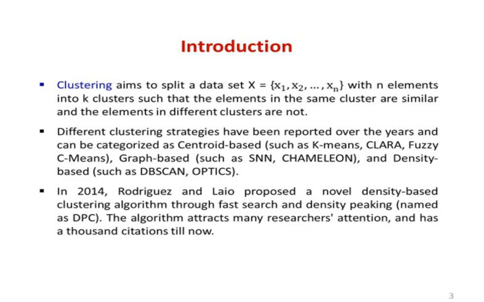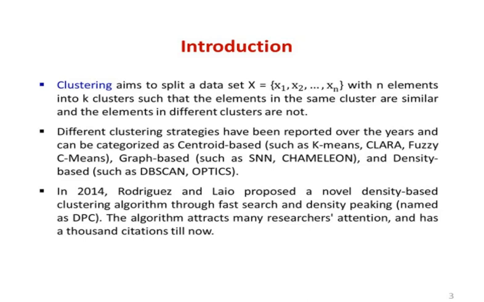The essence of clustering is to discover hidden structures behind the data, detect the relationships between elements, and anomalies in the data. Different clustering strategies have been reported over the years and can be categorized as centroid-based, such as k-means, Clara, fuzzy c-means, graph-based, such as SNN, chameleon, and density-based, such as DBSCAN, OPTICS.